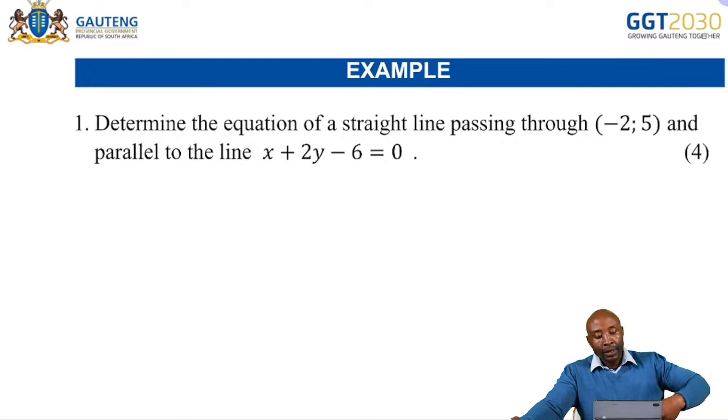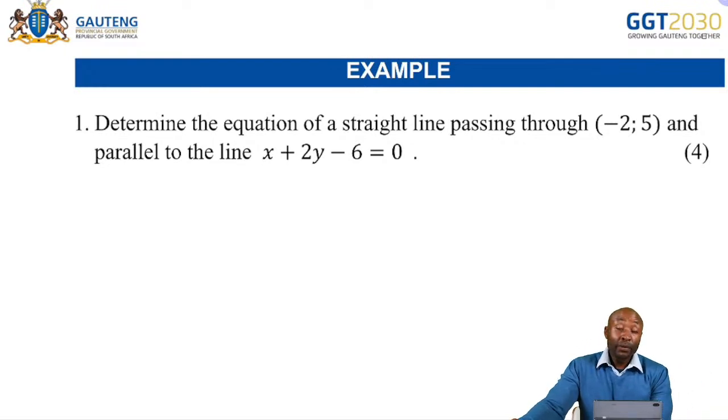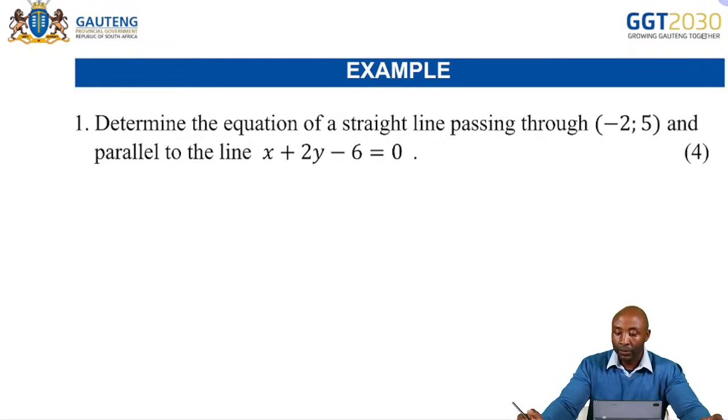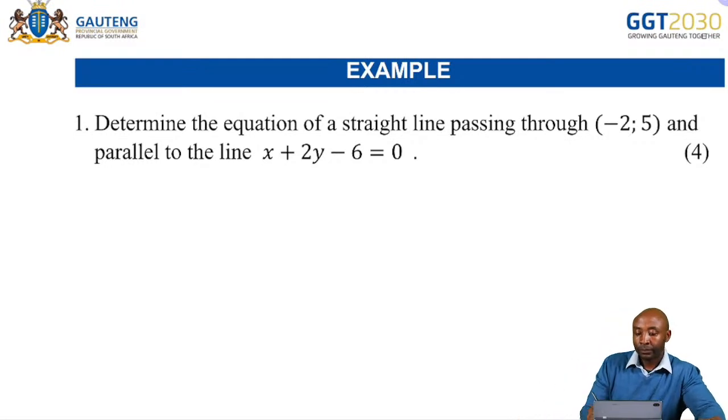Now, we move on to the type of questions that we are going to be seeing. As an example, we are given that a straight line is passing through a point with coordinates negative 2 and 5, and parallel to a line which has the equation x plus 2y minus 6 is equal to 0. There's some bit of work that we need to do there, and you can see this is 4 marks. So, what will be our starting point?